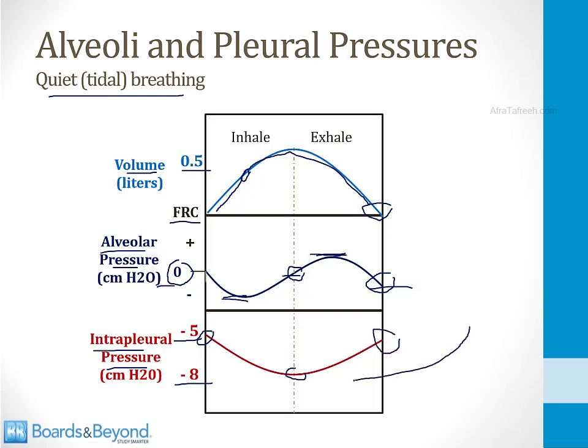So the pressure in the pleural space is always negative during quiet breathing, whereas the pressure in the alveoli is fluctuating from 0 to negative to 0 to positive. Once again, make sure you understand this graph on the screen. This is the basis for lots and lots of Step 1 questions.